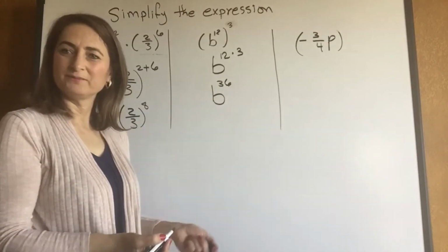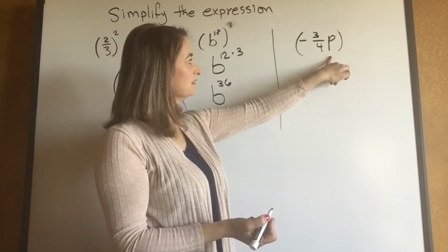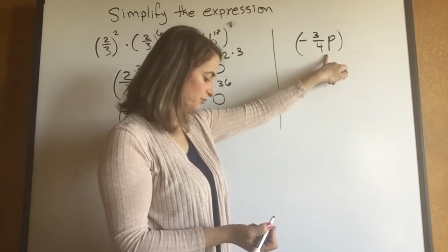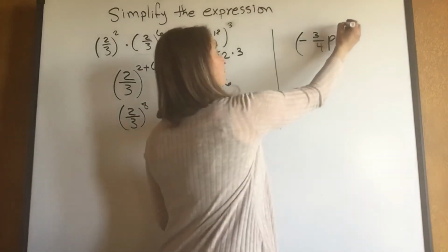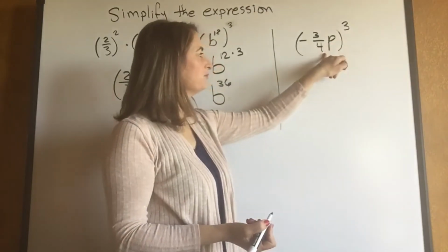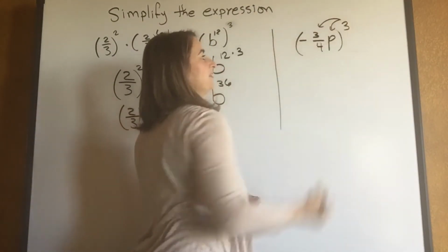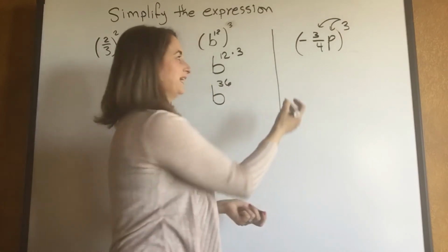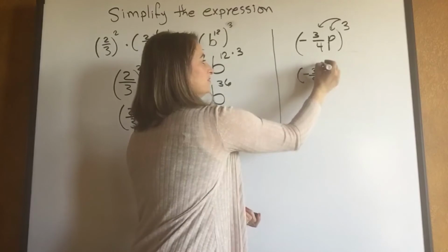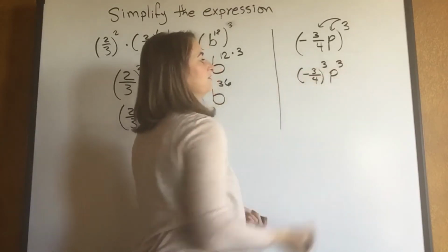Now the last one. The last one has 2 different factors that I need to multiply to find the product to the power of 3. And that's the power of a product. So distribute that 3 to both factors inside the parentheses, which means -3 to the power of 3 times 4 to the power of 3 times p to the power of 3.